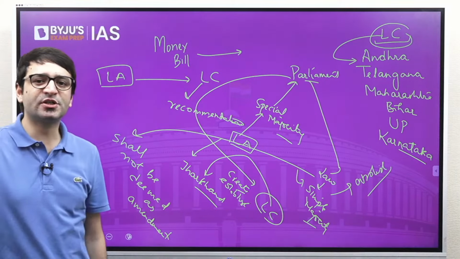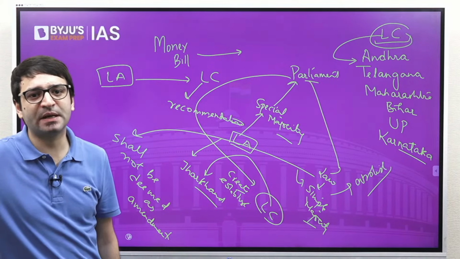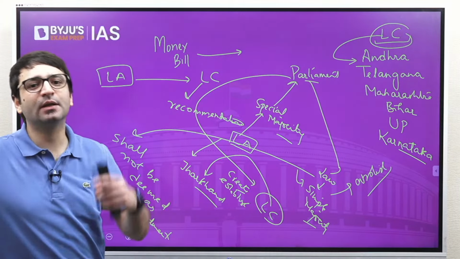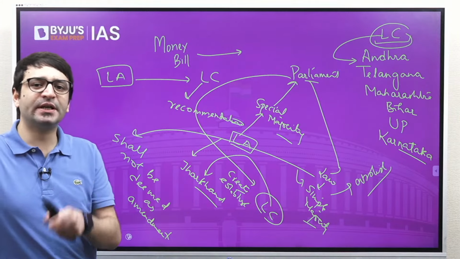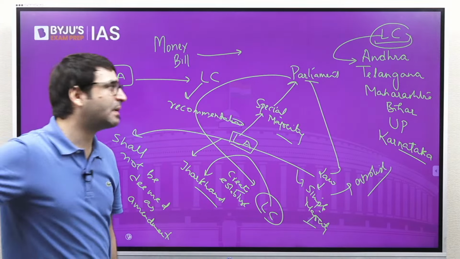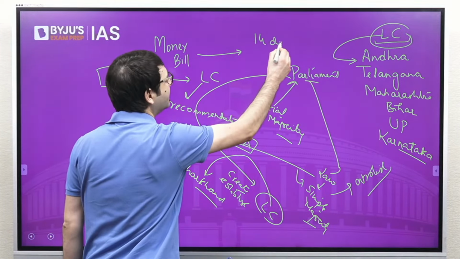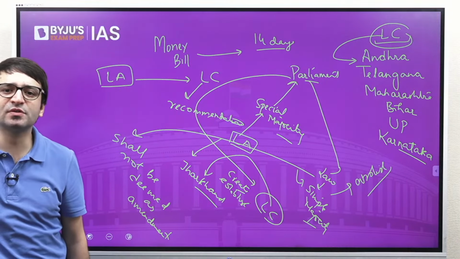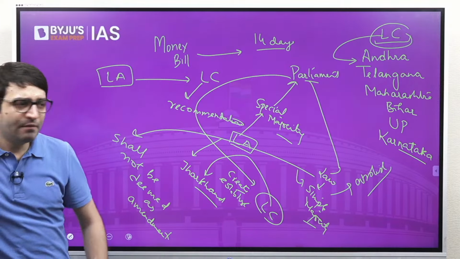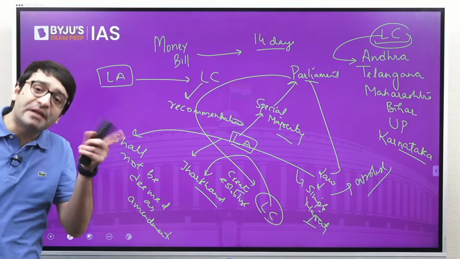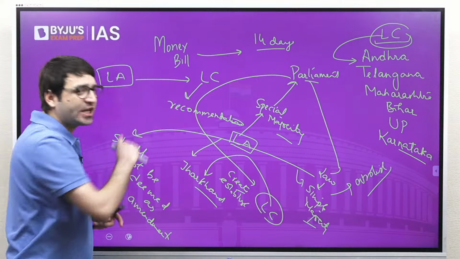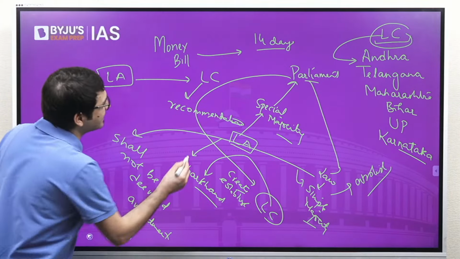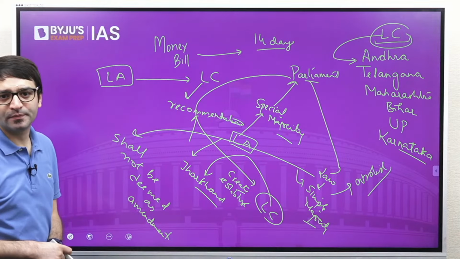Or the Legislative Council may pass this money bill. Or it may not act on this money bill. And if the Legislative Council does not act on this money bill for a period of 14 days, it shall be deemed to have been passed by both houses of the state legislature. Which means this money bill can be returned by the Legislative Council to the Legislative Assembly by providing some recommendations.